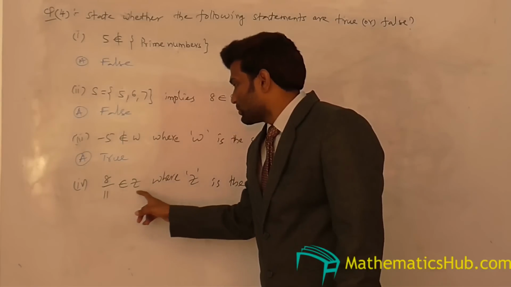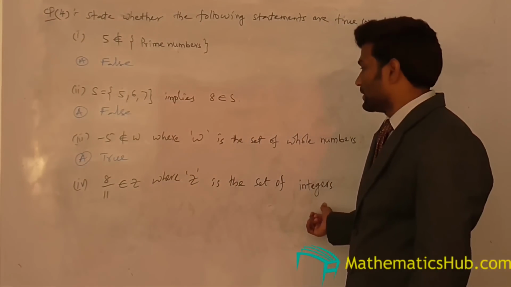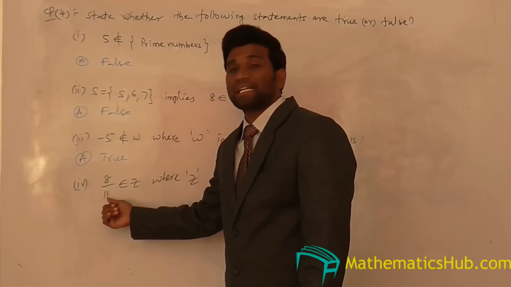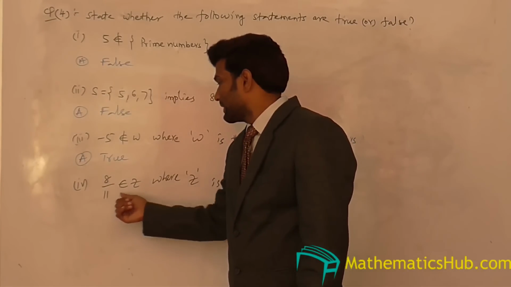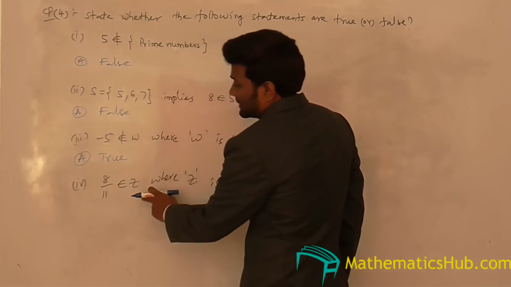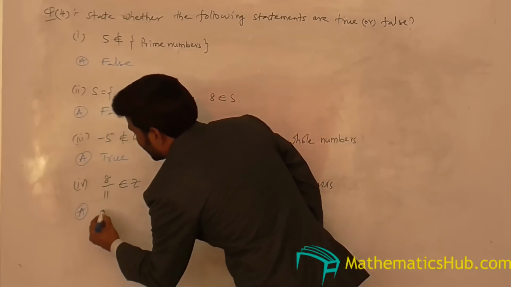And 8/11 belongs to Z, where Z is the set of integers. Clearly we know that 8/11 is a rational number, or we can say a fractional number. So it doesn't belong to the integers. But the given statement is 8/11 belongs to Z. So it is a false statement.